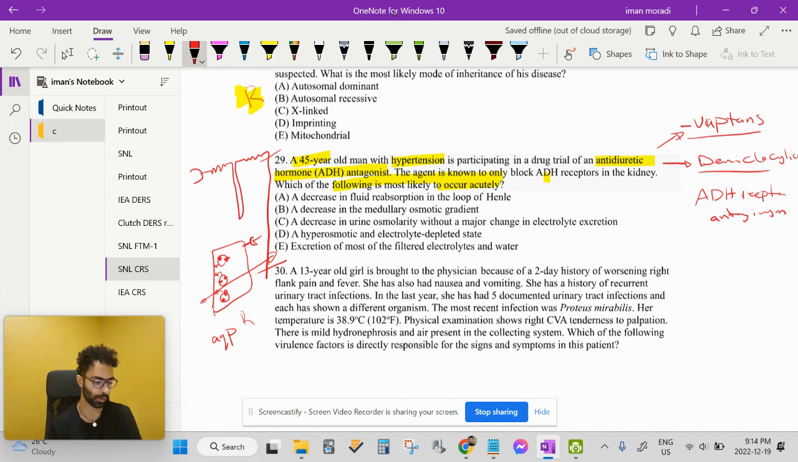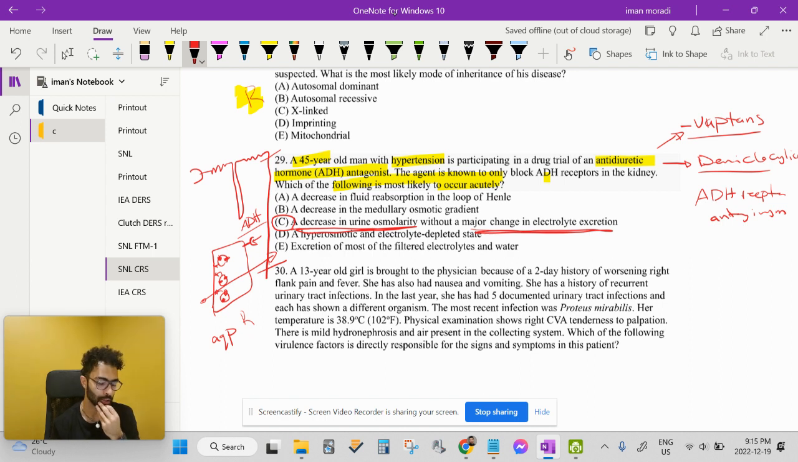So the answer to this question is this one: decreases urine osmolarity, right? Meaning it makes the urine more dilute via taking out less water without a major change in electrolyte excretion, right? So this is our answer. But I want to spend a little bit more time explaining the physiology of ADH here.